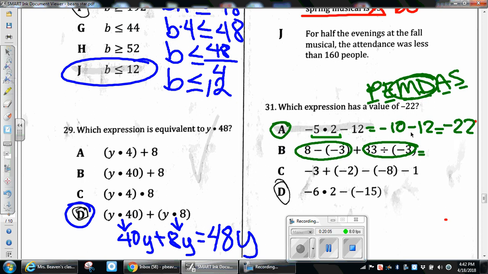But let's see. So if we distribute this negative, so this is going to give me actually 8 plus 3. And then here, 33 divided by negative 3 is actually going to be negative 11. So now let's see what we have. So 8 plus 3 is 11 minus 11, so that will be 0. So there's no way that will give you negative 22.